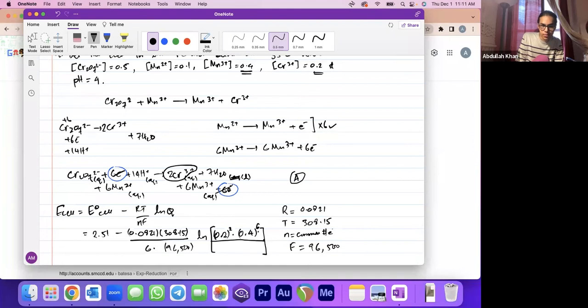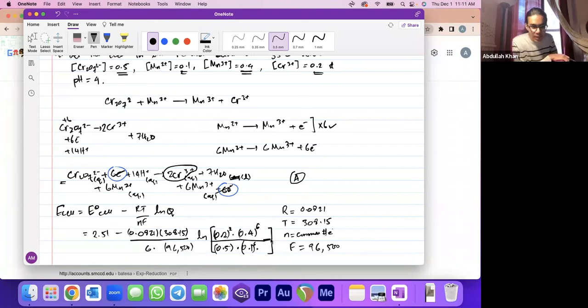And that's it for the reactants. Cr2O7 2-, concentration is 0.5, coefficient is 1, so just 0.5. What else? Mn2+, I've given you is 0.1, coefficient is 6, so to the power of 6. And lastly, concentration of H+. That I have not given you.